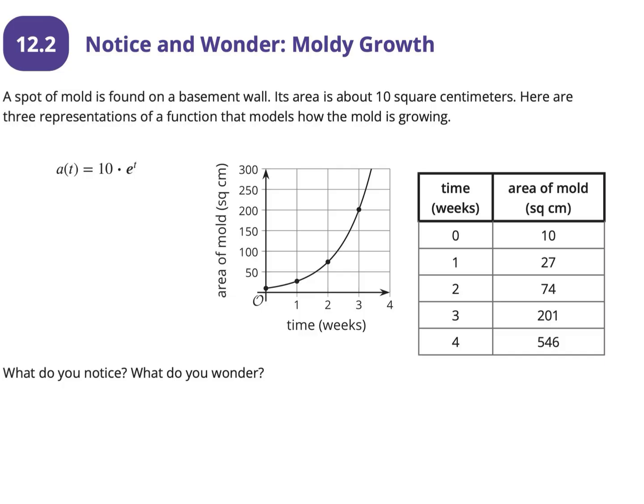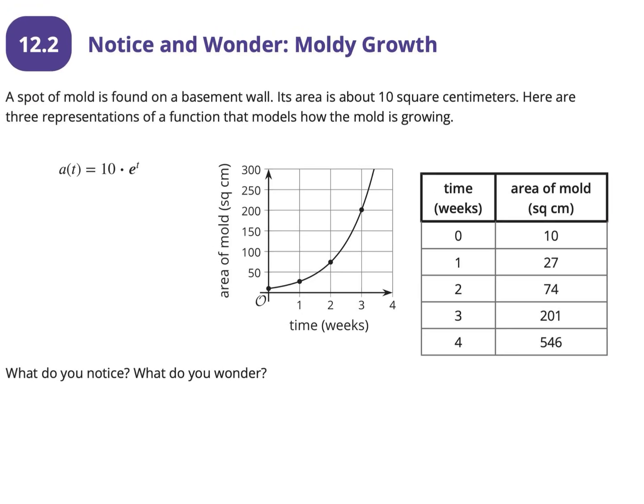Okay, a spot of mold is found on a basement wall. Its area is about 10 square centimeters. Here are three representations of a function that models how the mold is growing. Now, we haven't seen this one before. This is E. E is an irrational number. It is approximately 2.718. And I should probably take this out to 4 decimals: 2.7183.